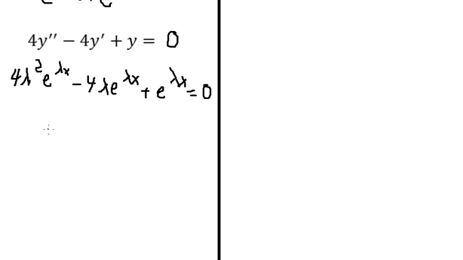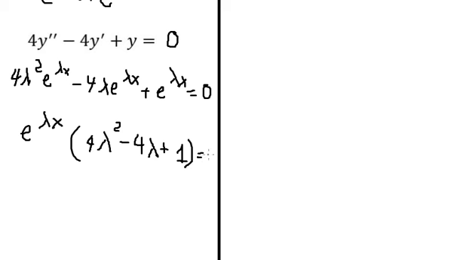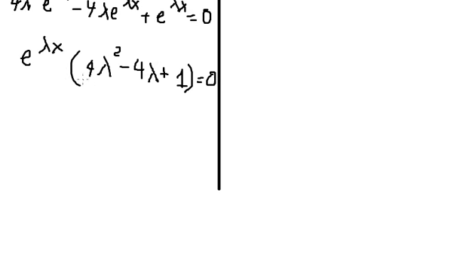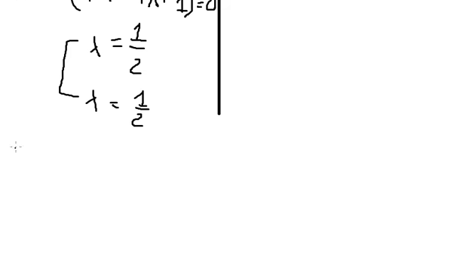Now we have e to the power of lambda s. We can do factorization. So we have 4 lambda square minus 4 lambda plus 1 equals number 0. Now we need to calculate this one. And we have two solutions. That's lambda equals 1 over 2. And we have the second one, 1 over 2.